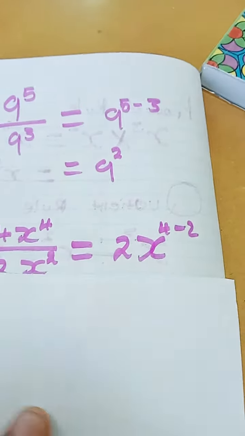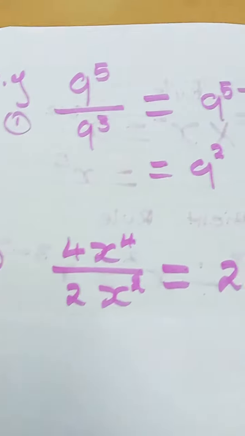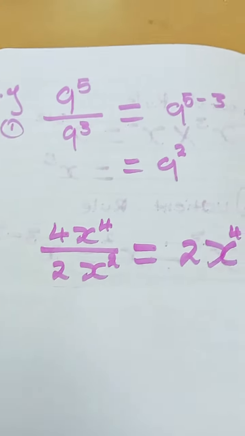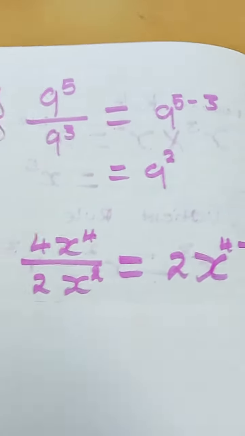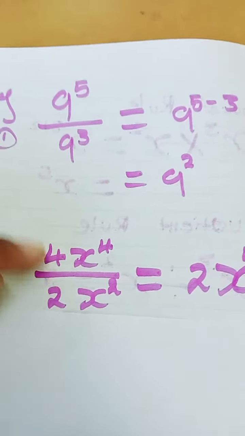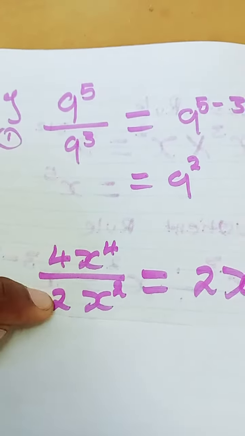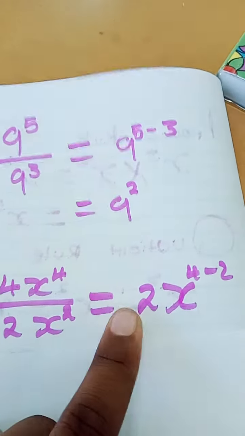Now we're including numbers and variables, constants and variables. So let's say you have 4x to the fourth being divided by 2x squared. What we'll do in this case, remember, whenever you're dividing variables and constants, you have to start with the constants first. So how many times does 2 go into 4? It is 2 times. So that means our constant here will be 2.